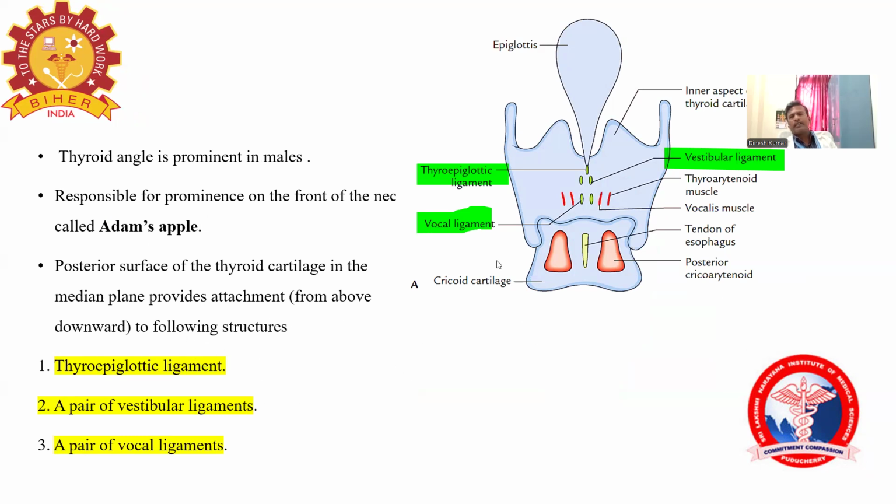See here, this is the epiglottis. So this is the thyroid cartilage. You can see the posterior surface of the thyroid cartilage. The three ligaments: one is the thyroepiglottic ligament, another one is the vestibular ligament, the third one is the vocal ligament. Okay, the three ligaments are present on the posterior surface of the thyroid cartilage. Below the thyroid cartilage, you can see this is the cricoid cartilage.